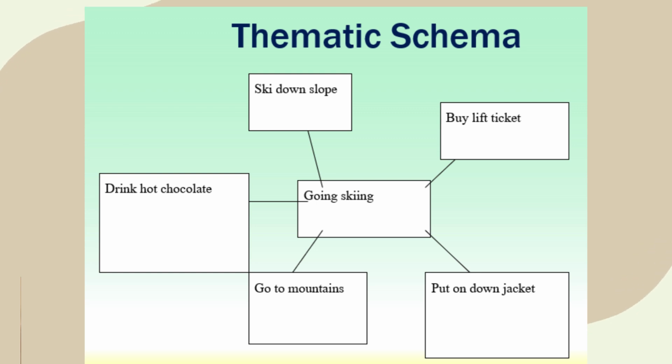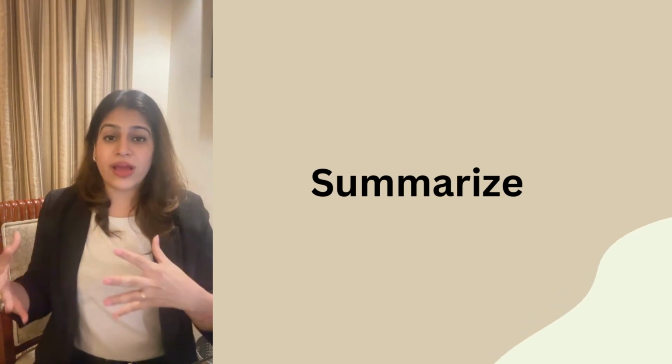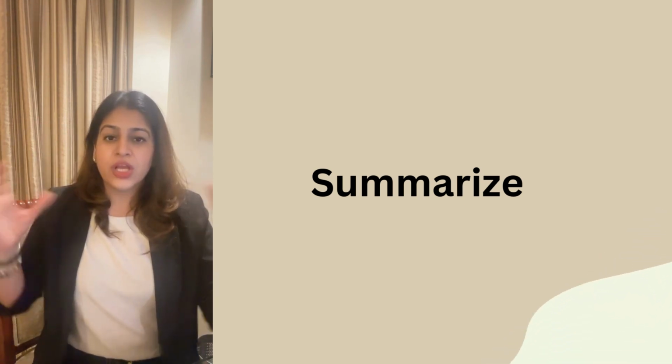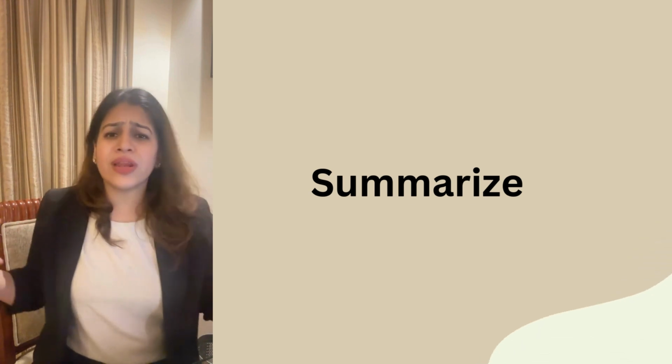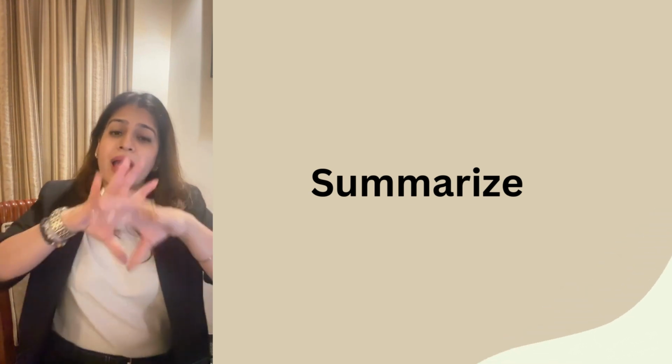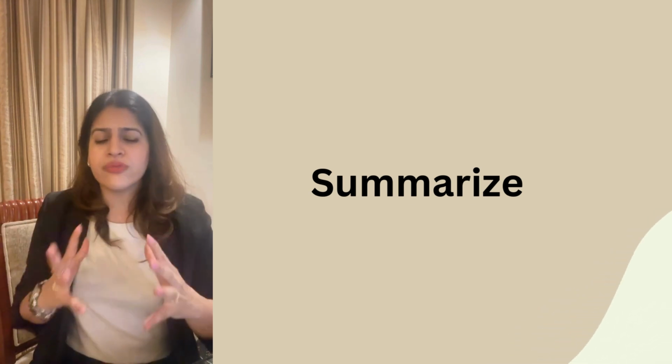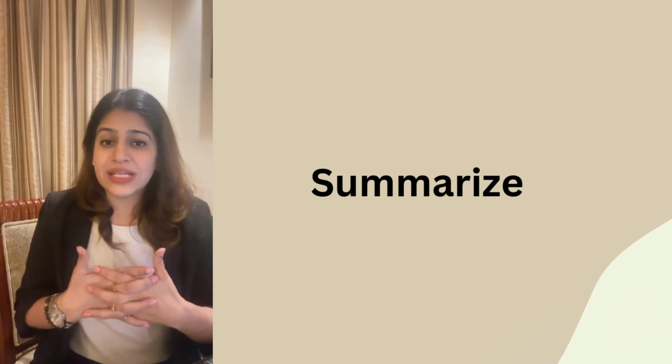Then we have thematic schema. What is this? It means there is a theme in that schema. Ski down slope, going skiing, go to mountains, put on down jacket, buy lift ticket, drink hot chocolate. So these all have different themes, these all have different procedures, and when linked together there is one big schema. So there can be any number of schemas under one schema and around that schema. So basically it's a concept. Mental frameworks are infinite in number, and they're also linked to each other.